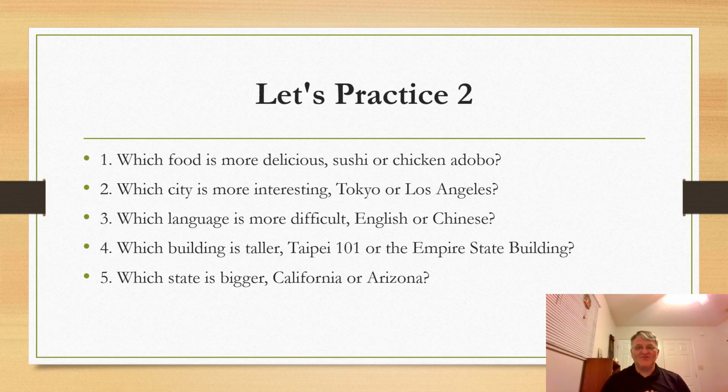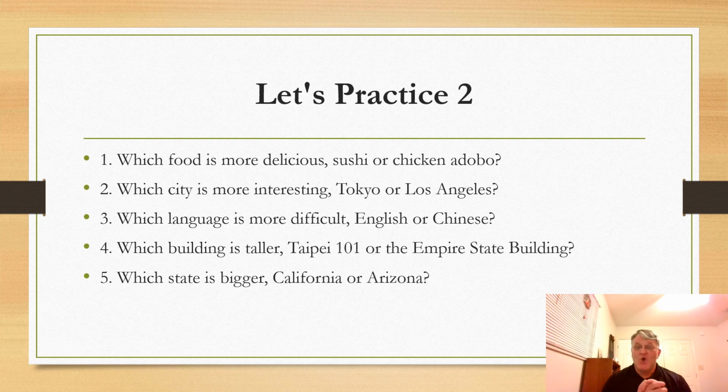All right, let's do a little more practice. So class, this is a quick review of our comparatives. So food again. Which food is more delicious? Now remember, we're not saying most delicious, we're saying more delicious. So which food is more delicious, sushi or chicken adobo? I hear some sushi over here. I hear chicken adobo over here. Hard to decide. Maybe chicken adobo is more delicious than sushi. Maybe sushi is more delicious than chicken adobo.